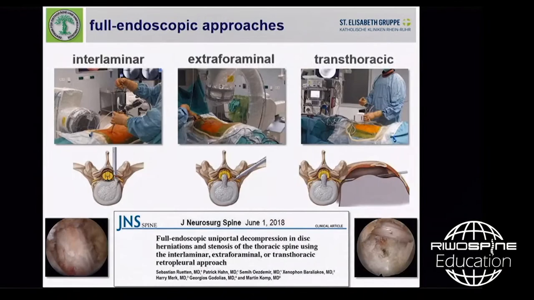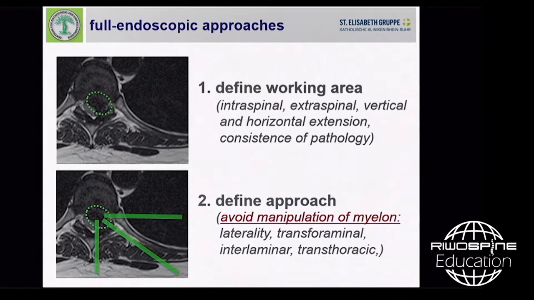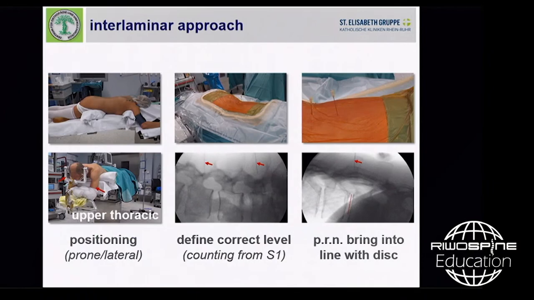So coming to the full endoscopic approaches, we have three approaches: interlaminar, extraforaminal, and the transthoracic approach. How to choose the approach? First we define our working area, where we have to go, where we have to decompress, and then we define which approach makes it possible to decompress. And on the other hand, that's the most important thing, again, to avoid manipulation of the myelon. With these criteria, you choose your approach. Some general things: for the transthoracic approach, we choose a lateral positioning.